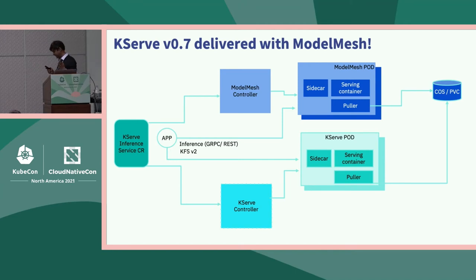So now as part of this, you have a single InferenceService custom resource, which you can use to deploy models not only on the traditional KServe single model paradigm, but also on Model Mesh if you want to pack it with multiple models co-residing on the same container.